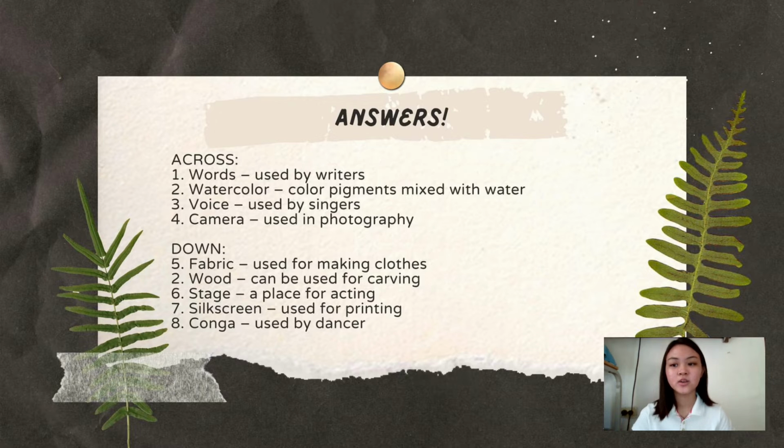Number 6. Wood can be used to produce a wooden figure or figurine. Seventh, the stage is the designated space for the performance of productions for art actors and performers. Number 8. Silk screen is used for printing to create a picture or pattern by forcing ink or metal onto a surface through a screen of fine material. Number 9. Lastly, the conga dance is a Latin dance of African-Cuban descent. It is performed as a part of the carnival celebrations.